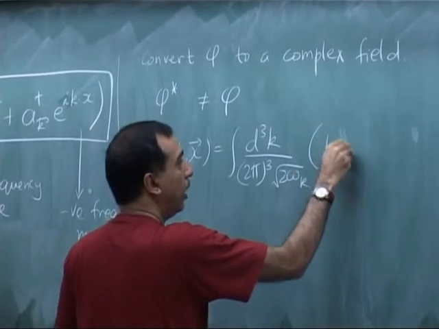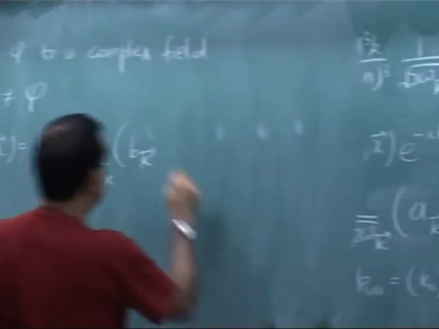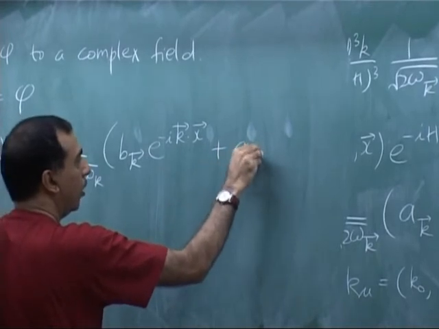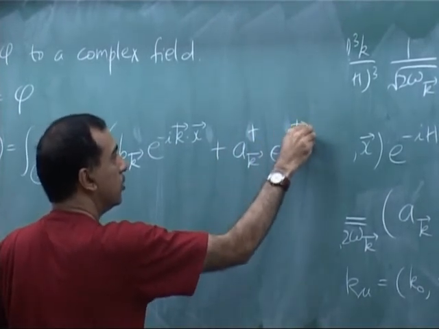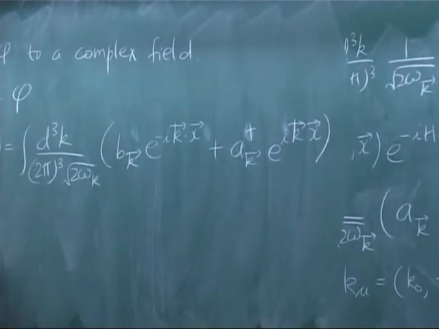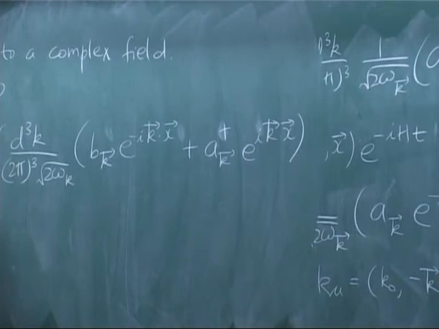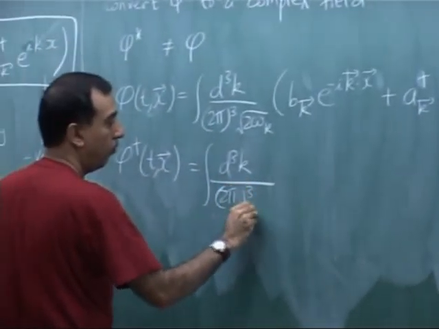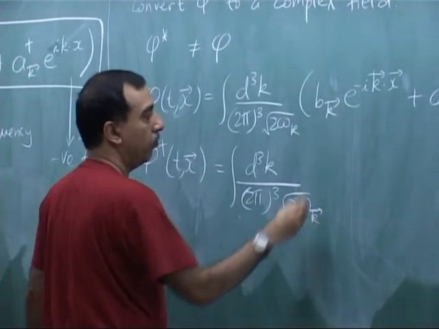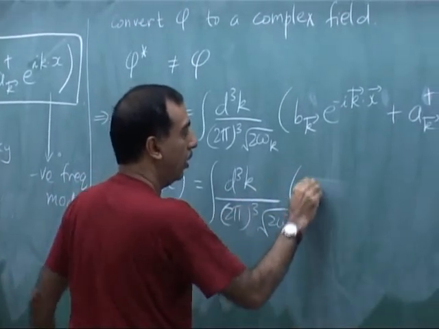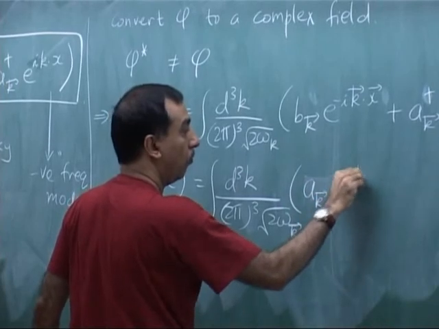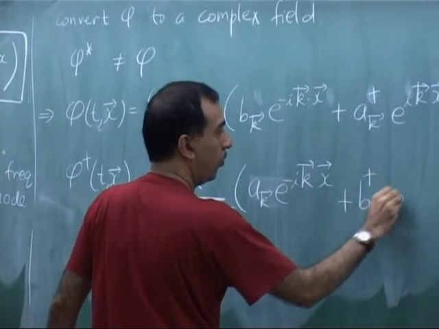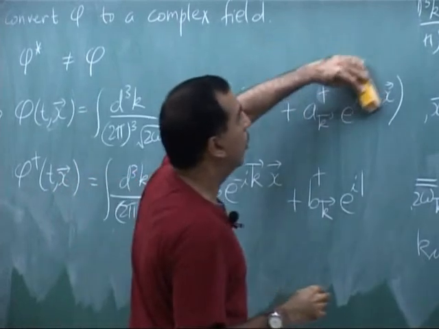is now bk e to the minus i k dot x plus ak dagger e to the i k dot x, while phi dagger, all this stuff is the same. Here we have ak. These are all four vectors.